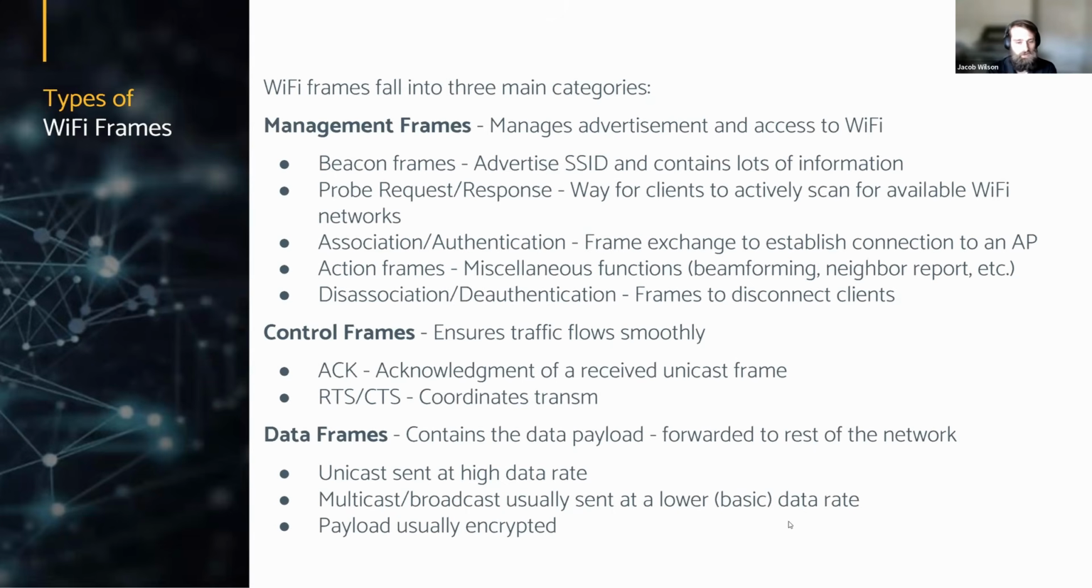Now you have multicast and broadcast data as well. That's usually sent at a much slower speed, usually one of the basic data rates. And then the payload, as we'd said, that's generally going to be encrypted. Okay, so in a wireless capture, you'll see the data frame and who it's being sent to in the MAC header, but you're not going to see exactly what the application traffic is there. Okay.